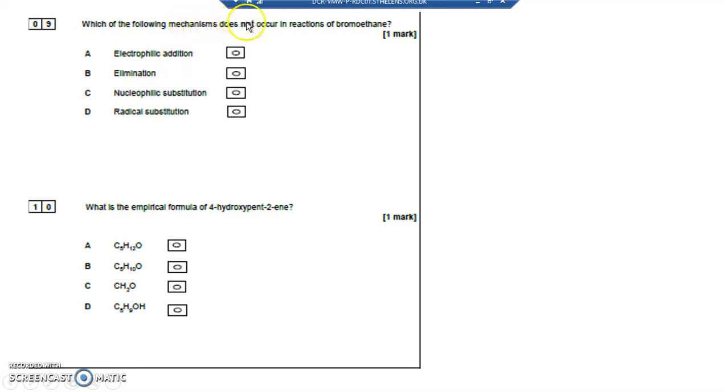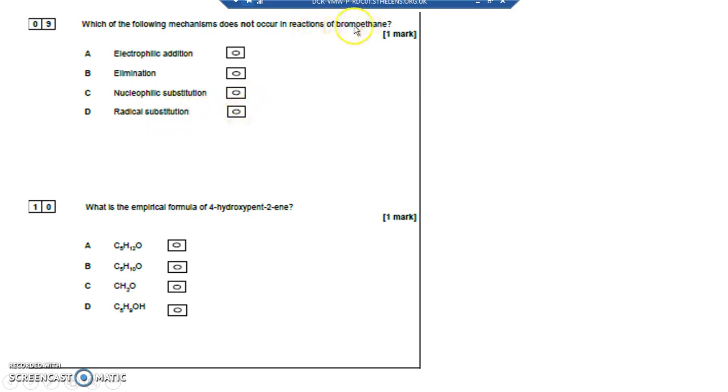Which of the following mechanism reactions does not occur in bromoethane? Let's have a look. Let's eliminate some. Radical substitution. So methane can react with a Cl dot radical, a chlorine radical. So bromoethane could do the same thing. So free radical substitution could occur with bromoethane with a chlorine radical, a Cl dot.